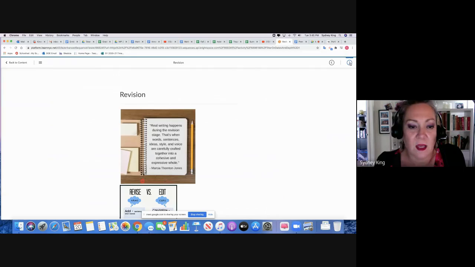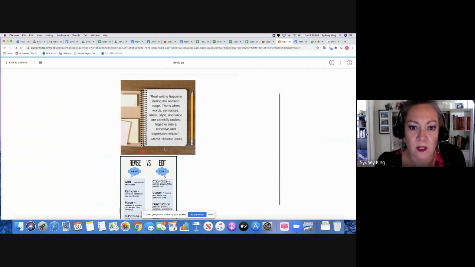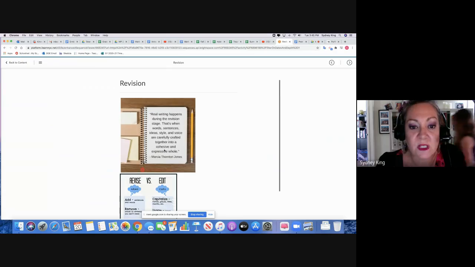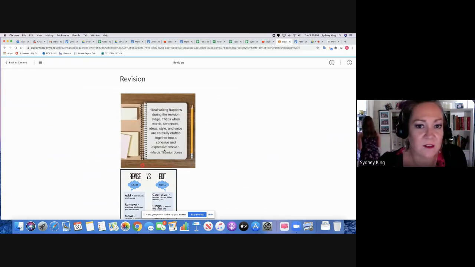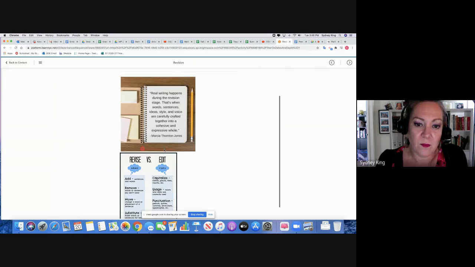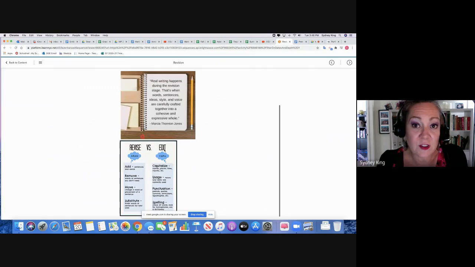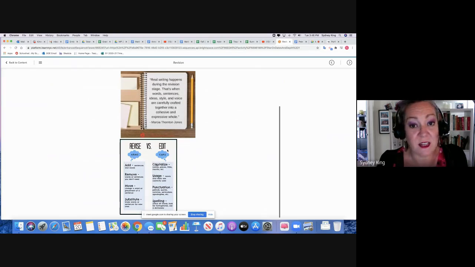And then today, working on revision. So revision is really where it happens. After you've just gotten out everything you can think, you go back and look at it, and hopefully with a supportive someone else, because no one really writes all by themselves. So the thing I want to make sure you understand is that revision is different than editing, right?